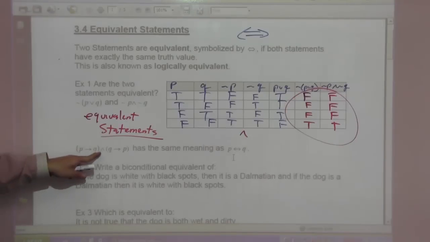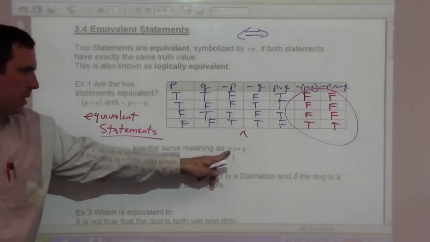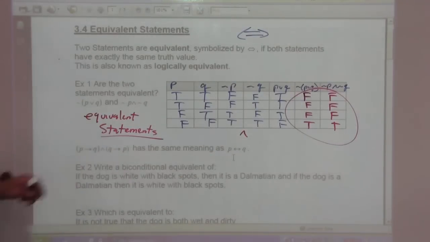Now, if P then Q and if Q then P, these have the same meaning as P if and only if Q. We've seen that a couple of times. Is that biconditional?